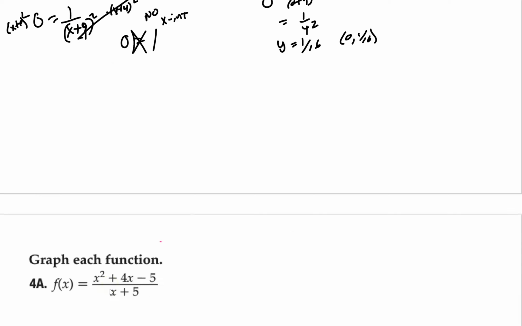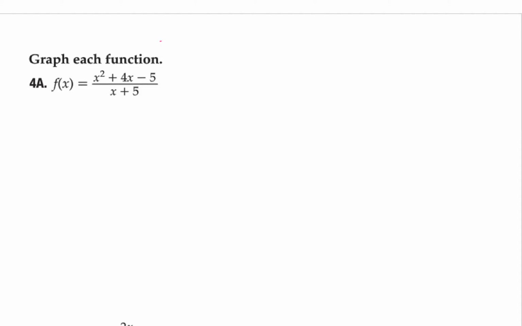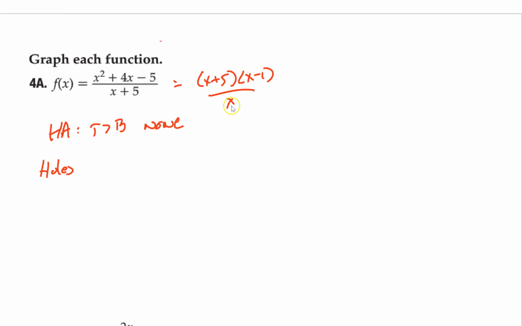Let's do a few more so you get, again, the flavor of all the different types we're going to see. So the next one here starts the same way. Horizontal asymptote. Comparing the top power to the bottom power, that is none. Holes. So remember, the next thing I do is factor. So it actually does factor. 2 things I multiply get -5, but I have to get 4. x plus 5, x minus 1 over x plus 5.